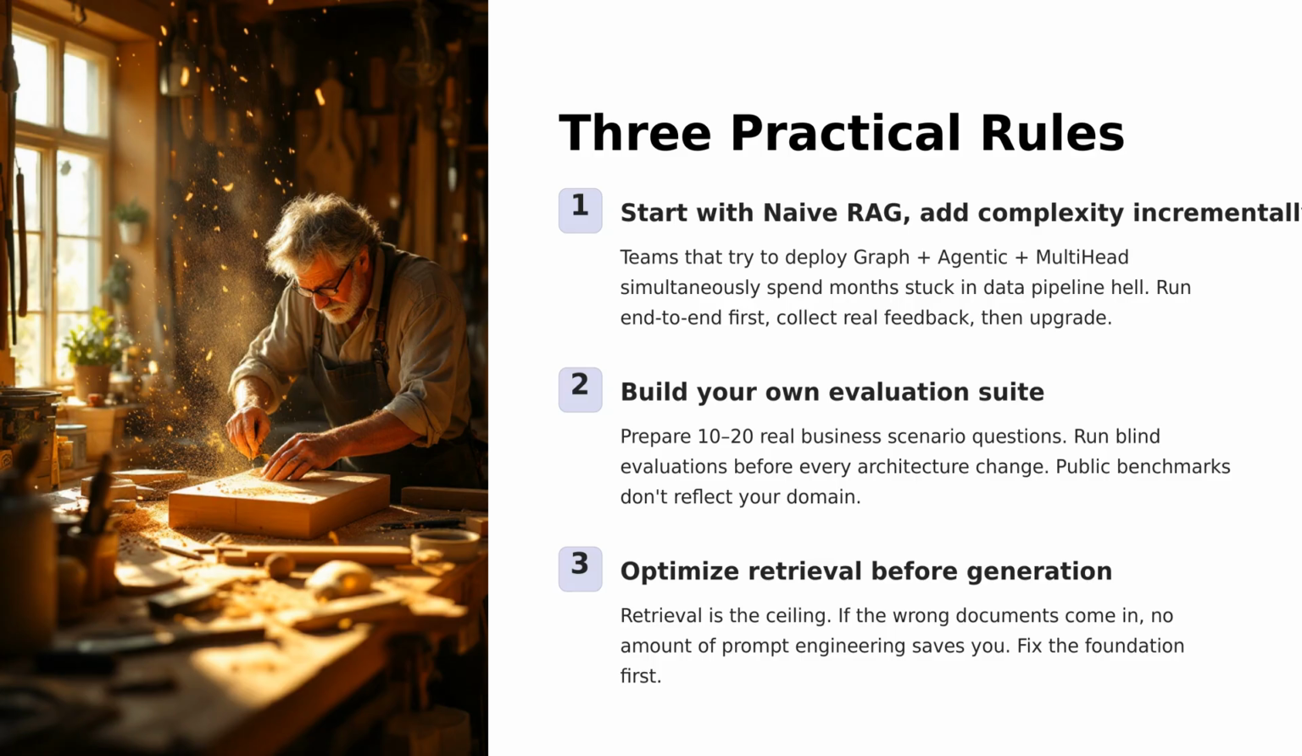Today we'll discuss 3 practical rules for improving your AI deployment process. First, start simple with naive RAG and add complexity gradually. Avoid the trap of deploying everything at once, like graph and multi-head, which often leads to delays. Second, create your own evaluation suite with real business questions to guide improvements effectively. Lastly, optimize retrieval before generation, as the quality of retrieved documents fundamentally impacts your output. Focus on getting this foundation right.